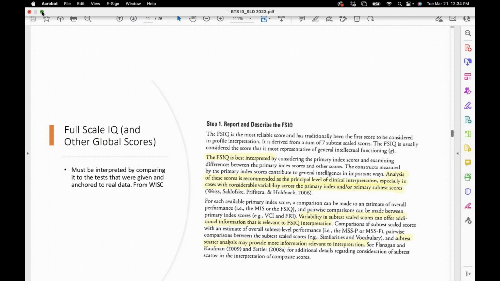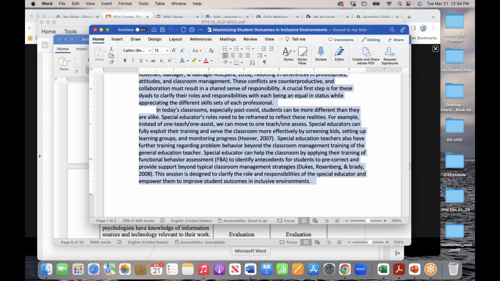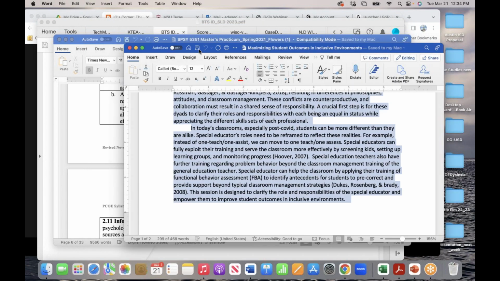Now let's talk about interpreting the IQ score. Now I'm gonna give you some good interpretive statements too. We're doing great on time.